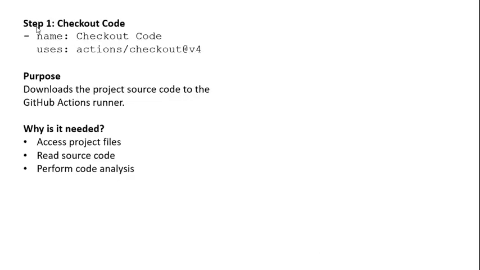Let's check it step by step. First is checkout code: name: Checkout code, uses: actions/checkout@v4. The purpose is to download the project source code to the GitHub Actions runner, and it is needed to access the project files, read the source code, and perform the code analysis.